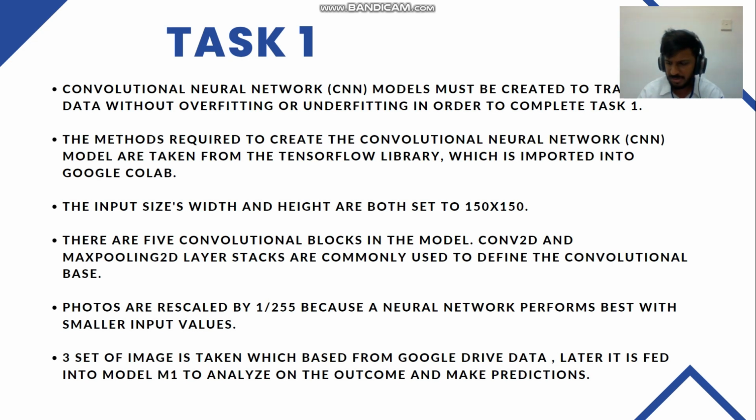Then we need to set the input size, where width and height are both set to 150 by 150. Then there are 5 convolution blocks in the model, which are Conv2D and MaxPooling2D. This layer stack is commonly used to define the convolutional base. Then the photos are rescaled by 1/255 because the smaller the input, the better the CNN works. Then this set of images is taken, which is based on the Google Drive data. Later it is fed to the model to analyze the outcome and make predictions.